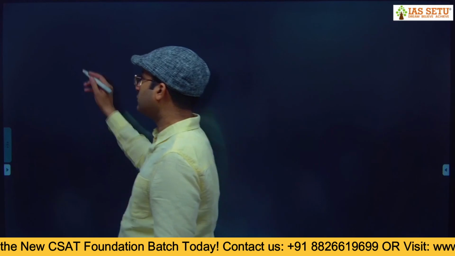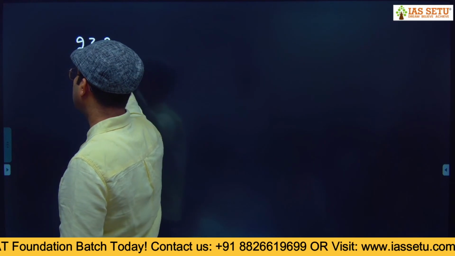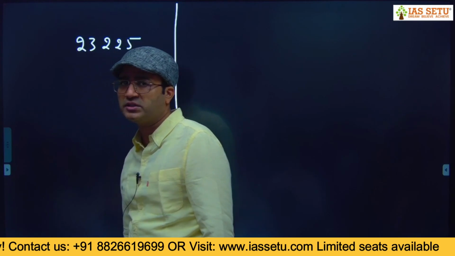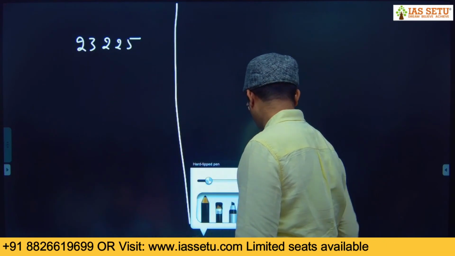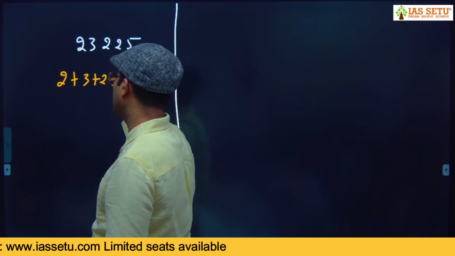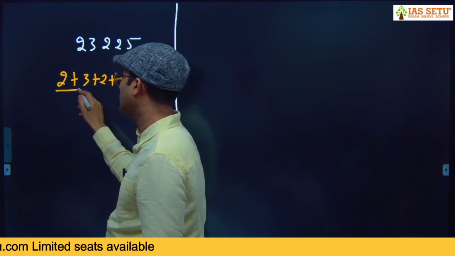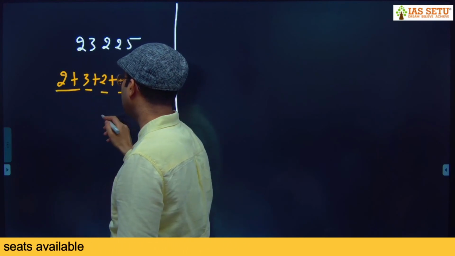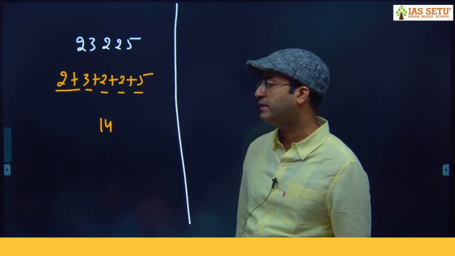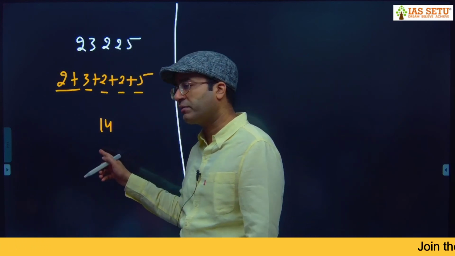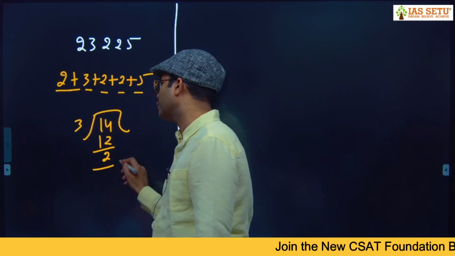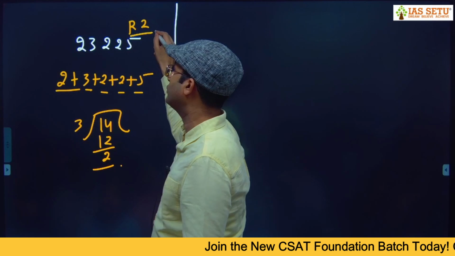Now here, 23,225. We will check if this number is divisible by 3, yes or no. 2 plus 3 plus 2 plus 2 plus 5. So here 5, 7, 9, 14. And 14 is not divisible by 3. So it means this complete number is not divisible by 3. Now what is our remainder? If you divide it by 3, what is the remainder? So this gives you remainder 2.